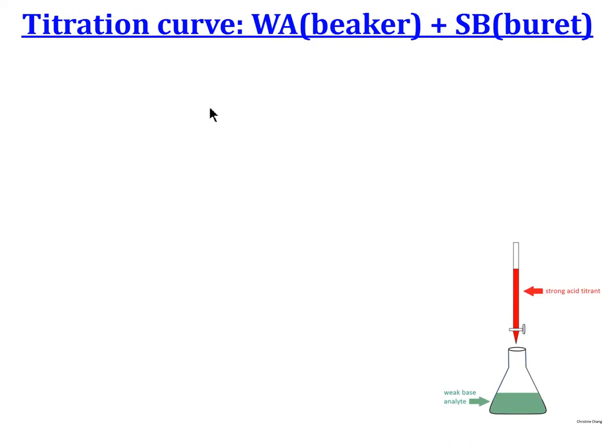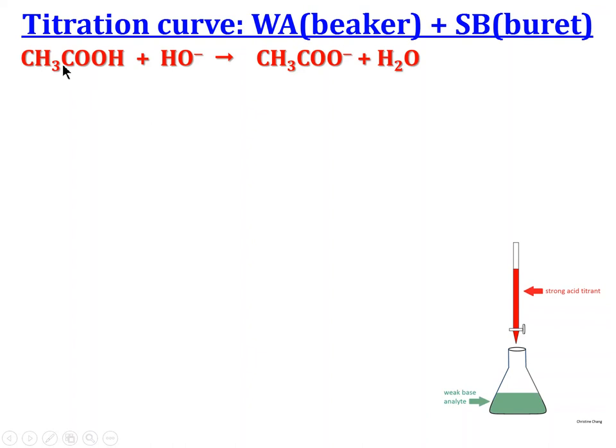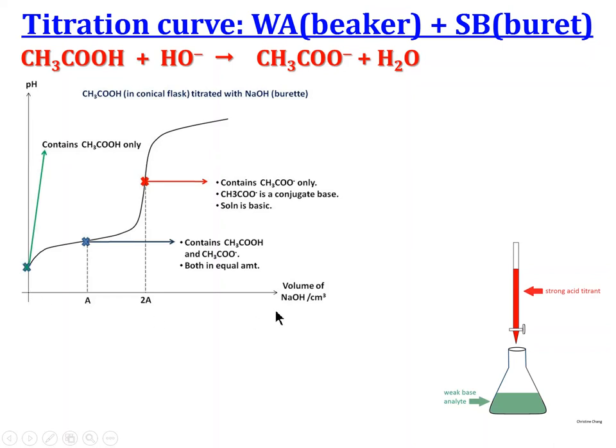Consider the titration of a weak acid by a strong base. For example, acetic acid with OH- gives acetate and H2O. And we obtain the following curve. At t equals 0, before the addition of the base, we have in solution only acetic acid. So the pH is acidic. When we add OH-, the concentration of acetic acid will decrease, and that of acetate will increase. So we will have a mixture of acetic acid and its conjugate base, acetate.